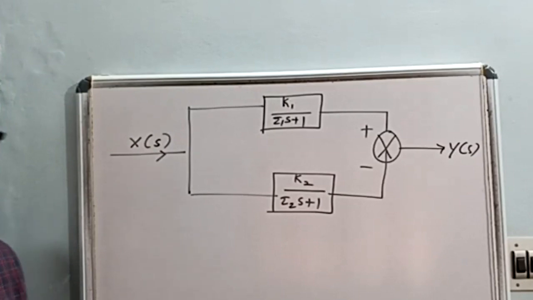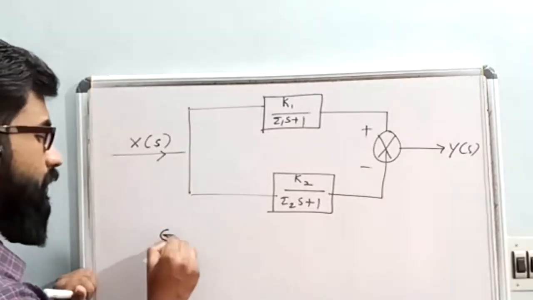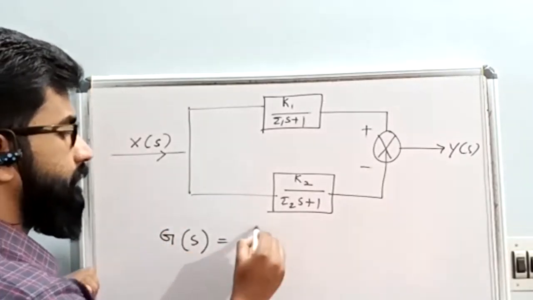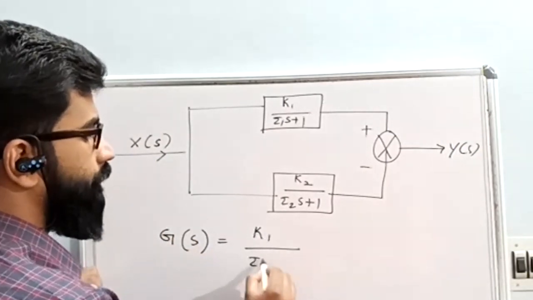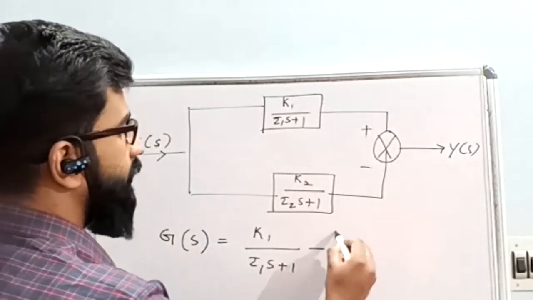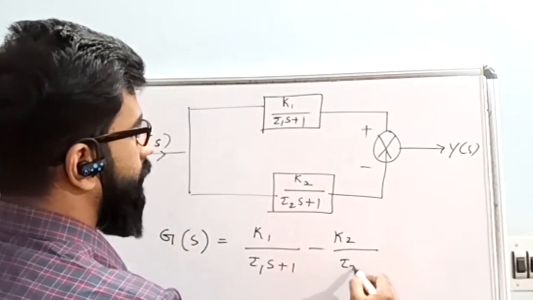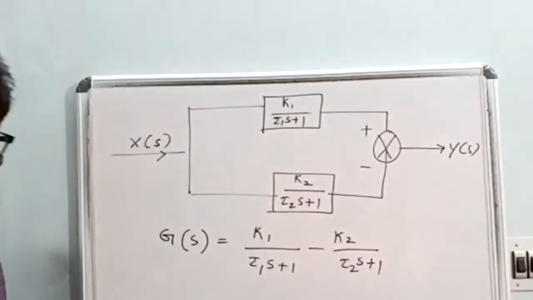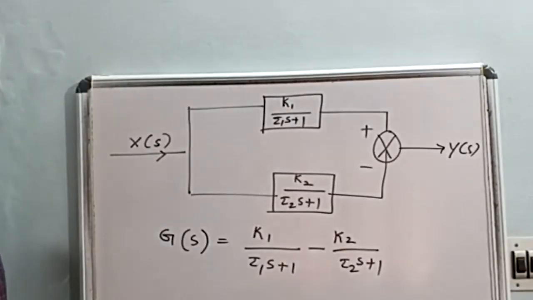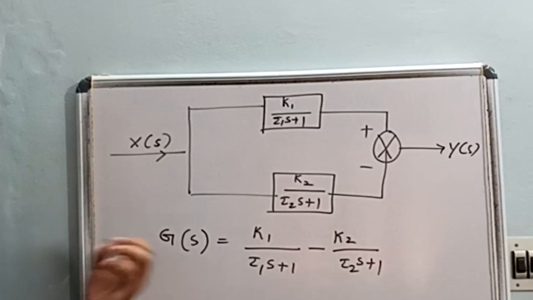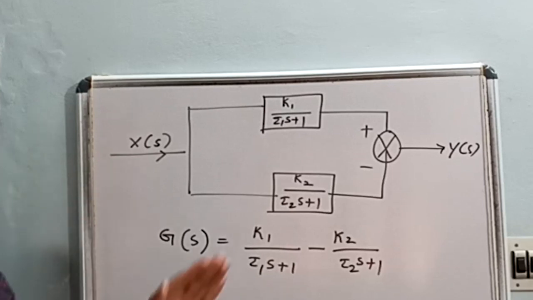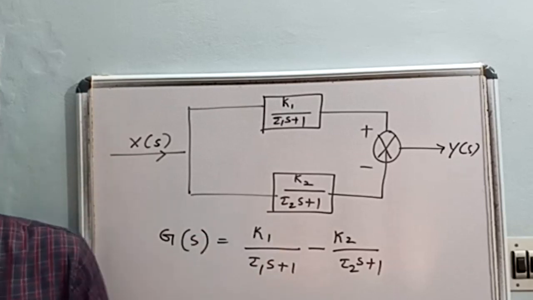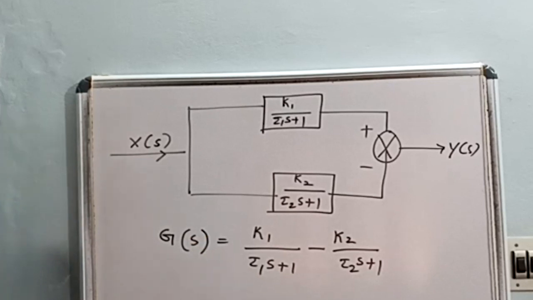What is the meaning of inverse response? Obviously, your transfer function will look like this: K1 divided by tau 1 s plus 1 minus K2 divided by tau 2 s plus 1. What is the speciality of this inverse response? Whatever we are anticipating is not happening first. We are getting an inverse response initially, then it is coming back to the natural response.